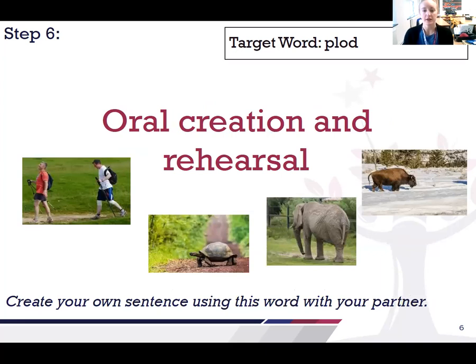Okay, so I've put 4 pictures up on the screen for you here. I've got the men, I've got a lovely little tortoise, I have got an elephant, and I've got a bison. Can you have a think about what sentences you could create using these pictures or other pictures if you want, and include the word plod? So what could you say? Just have a little go at saying these sentences at home. Fabulous, well done for doing that.